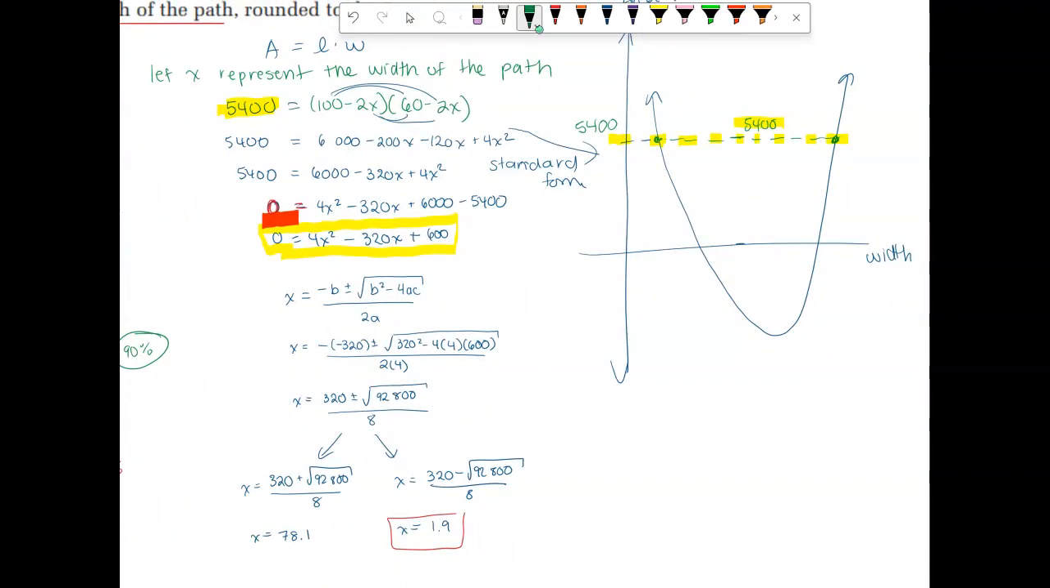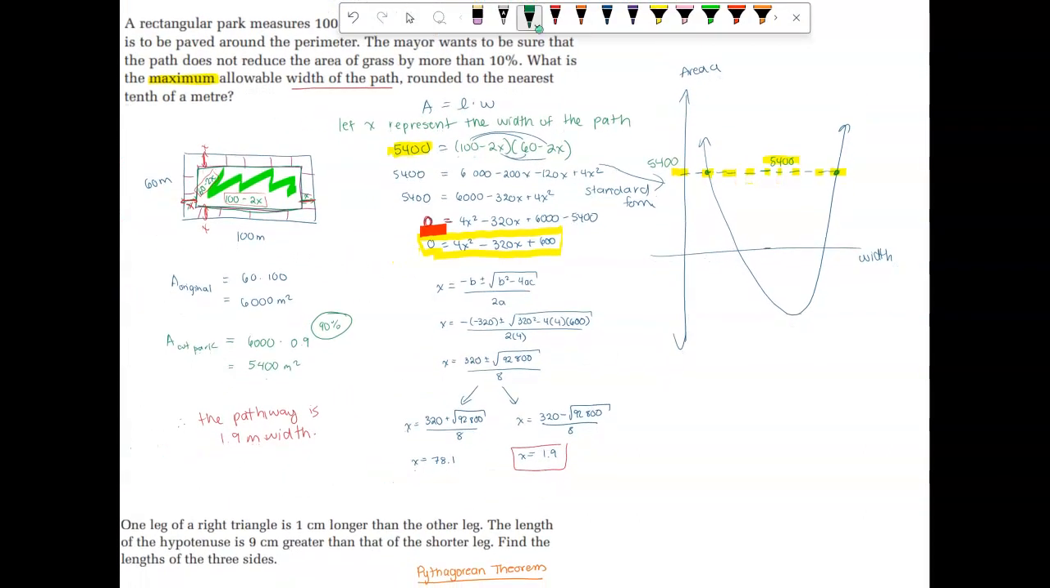So I would use the quadratic formula, rewrite it, and plug in my a value, b value, and c value. Plug it all in, and I get two values: x equals 78.1 and x equals 1.9. Both of these would get me 5,400, but I want the smallest pathway so that I'm not taking over the whole rectangle. So it turns out 1.9 meters is the width of my path. Otherwise, you're going to get the opposite side.